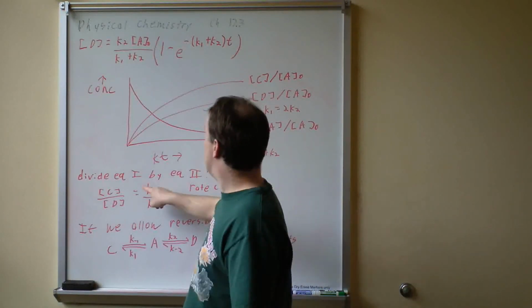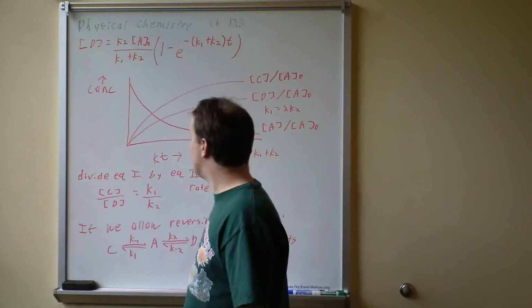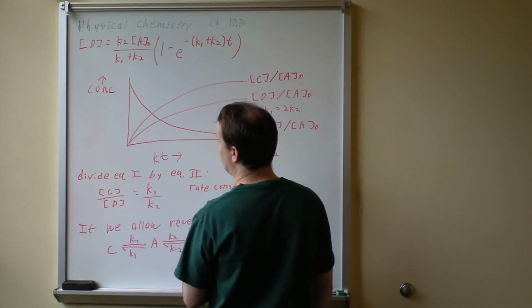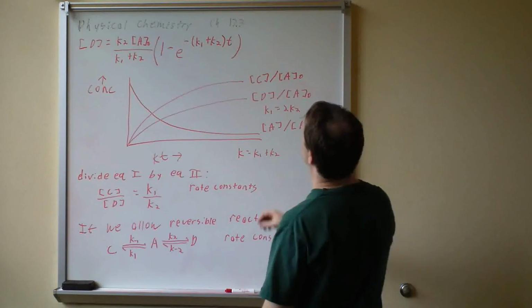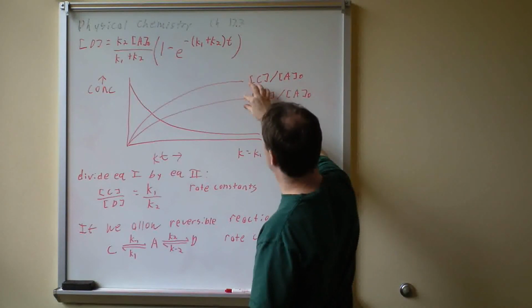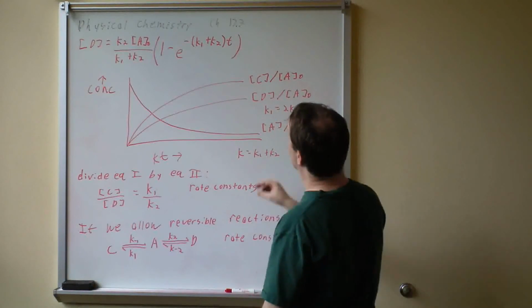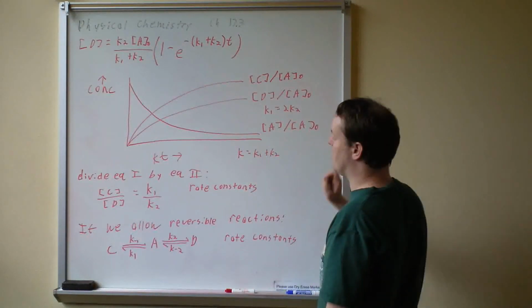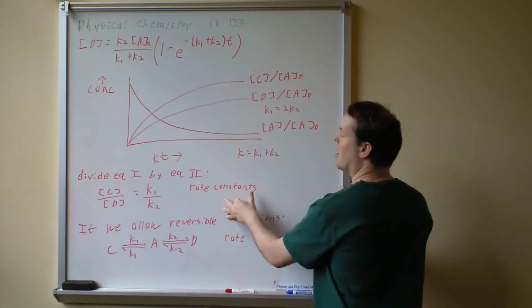Now, remember back to the rate laws we derived, equation 1 and equation 2. If we divide those, we have a formula for the concentration of C divided by the concentration of D, and that's just k1 over k2. And I didn't draw it very well, because it should be 2, because I said that k1 is equal to 2 times k2.